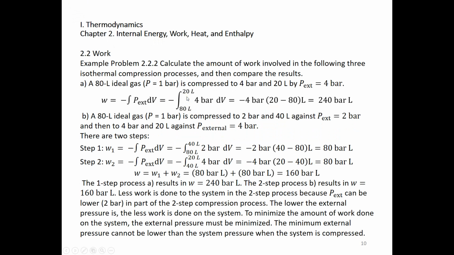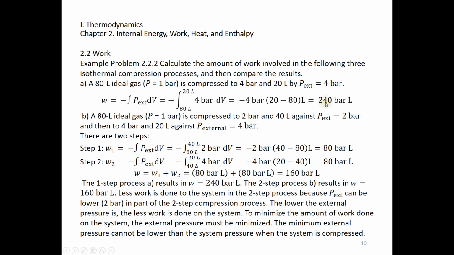Now let's look at more numerical examples. This time still isothermal, but now let's look at compression. So the initial state of the ideal gas is 80 liters, 1 bar pressure. We are going to compress it to 4 bars and 20 liters. We need to know what is the external pressure, because again, in the formula for work, we need to use negative integral P external dV. Now we plug in the initial volume, final volume, and also external pressure. The result is 240 bar liters.